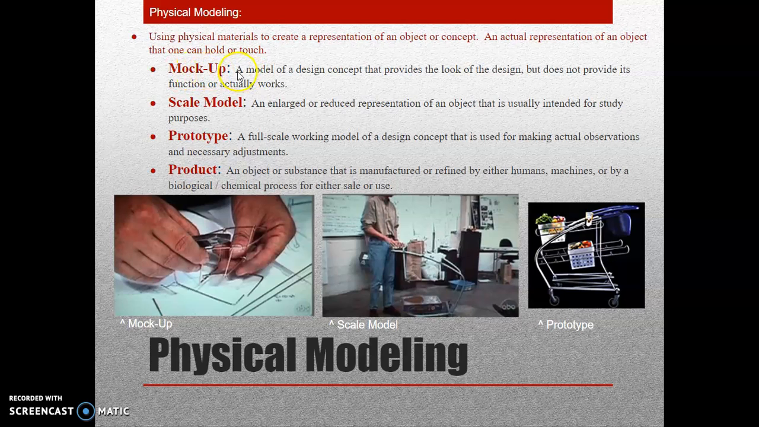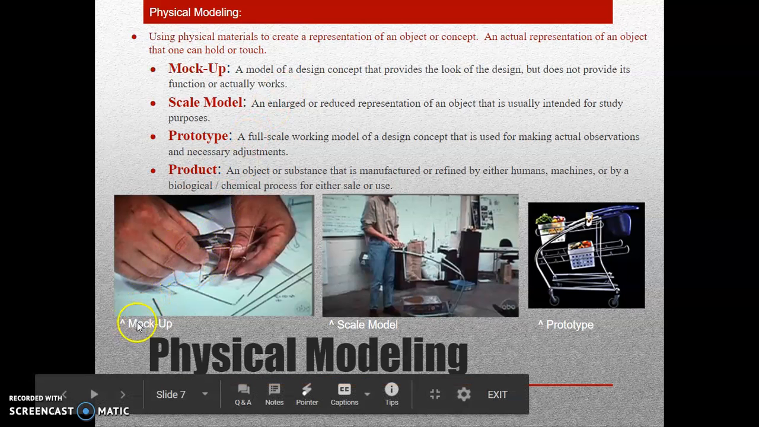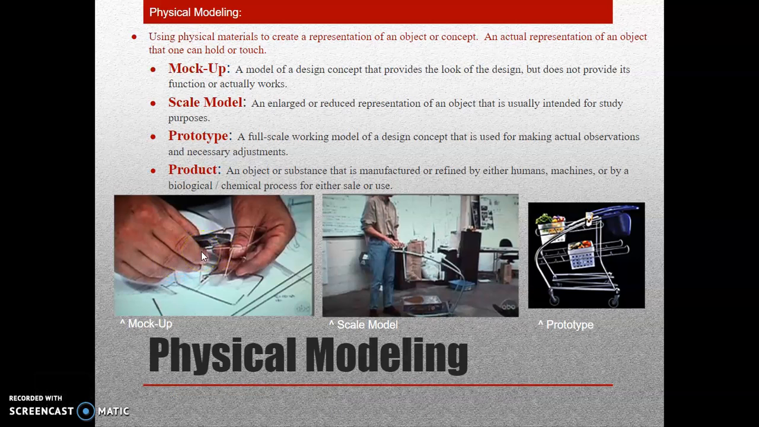First is a mock-up. A mock-up is just a model of a design concept that provides the look of the design, but does not provide its function or actually works. So, for instance, in this picture, this person is making a mock-up of a shopping cart, and they're actually just doing it out of paper clips. So they just bent these paper clips just so they could show somebody else, hey, look, this is what it might look like. Okay. Now, if you do a concept sketch, you're kind of sketching out your design on paper, and that does the same thing. It just provides an idea. It does not work. Okay.